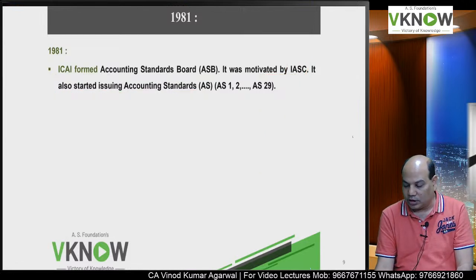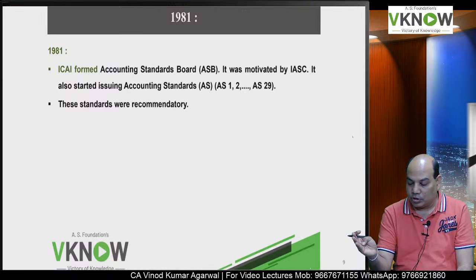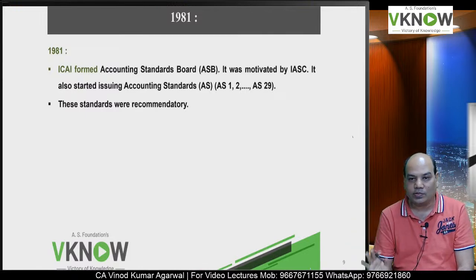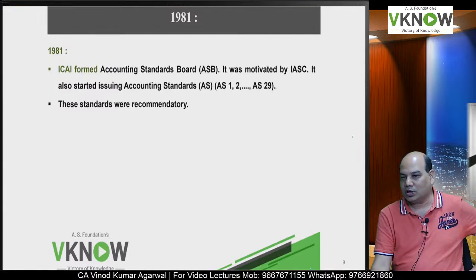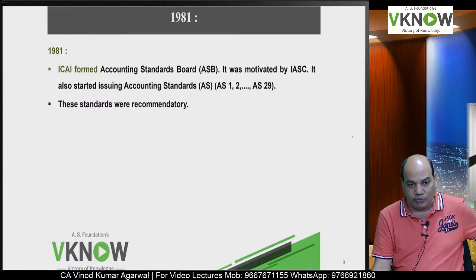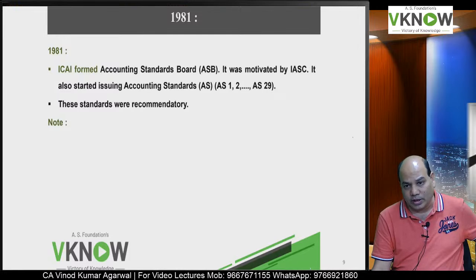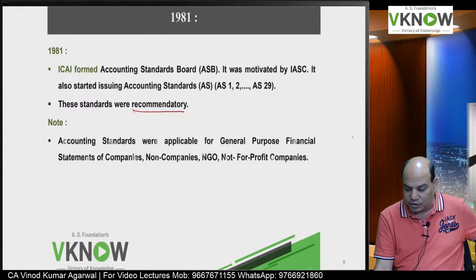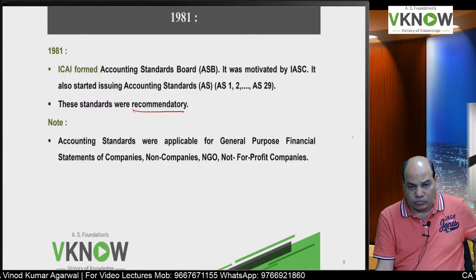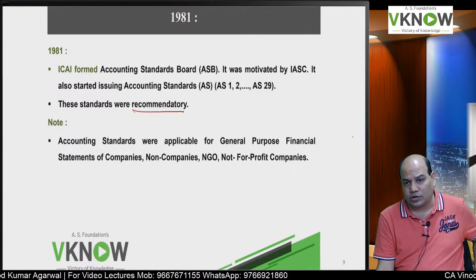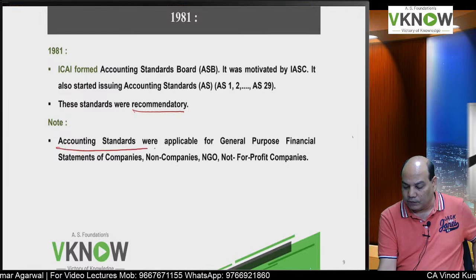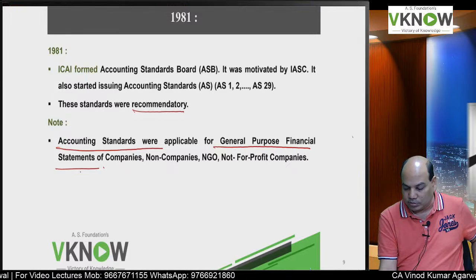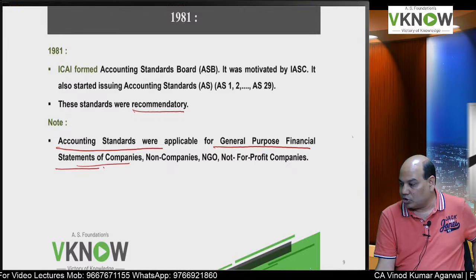So 29 standards are there, but out of that also AS 6 is not there now, that is eliminated. AS 8 has been eliminated. So AS 6 and AS 8 have been eliminated. Initially accounting standards were recommendatory. Who is going to follow accounting standards? Accounting standards will be followed for general purpose financial statements of companies. Sir, what do you mean by general purpose?